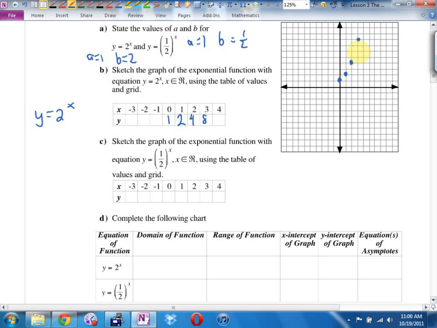Let's go in the other direction. What's 2 to the negative 1? Elevator, 1 over 2. What's 2 to the negative 2? Elevator, 1 over 4. What's 2 to the negative 3? Elevator, 1 over 8. Now, I can't graph negative 3 comma 1 eighth very easily. I can't graph negative 2 comma 1 quarter very easily. I can graph negative 1 comma a half. And this gives us the shape. It looks like that.